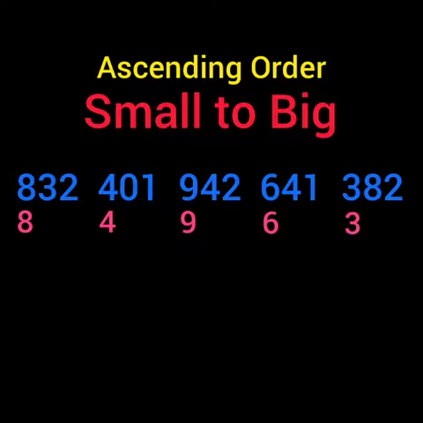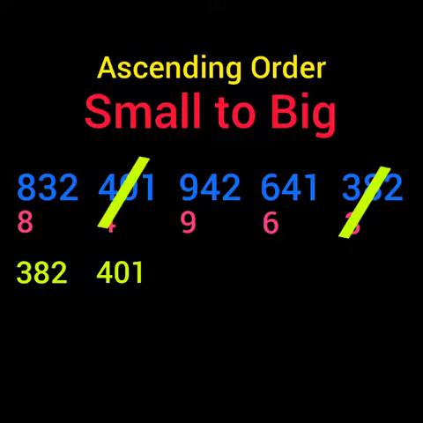So arrange in ascending order. Ascending order means arranging the numbers from small to big order. So we have to select the smaller number. Which is the smaller number? We know 3 is smaller than all the other numbers, which are 8, 4, 9 and 6. So we have to write 382 first. Then among the rest, which is the smaller one? Yes, 4. So 401. We have to write 401 after 382.